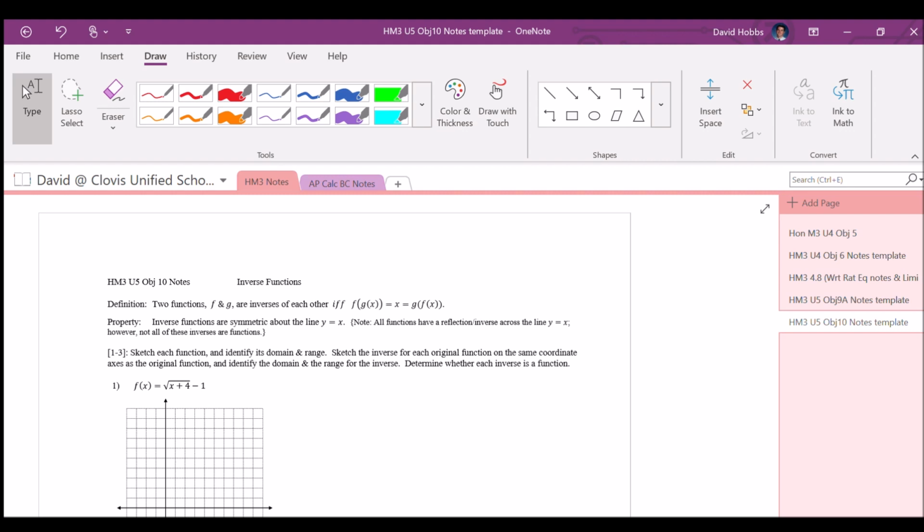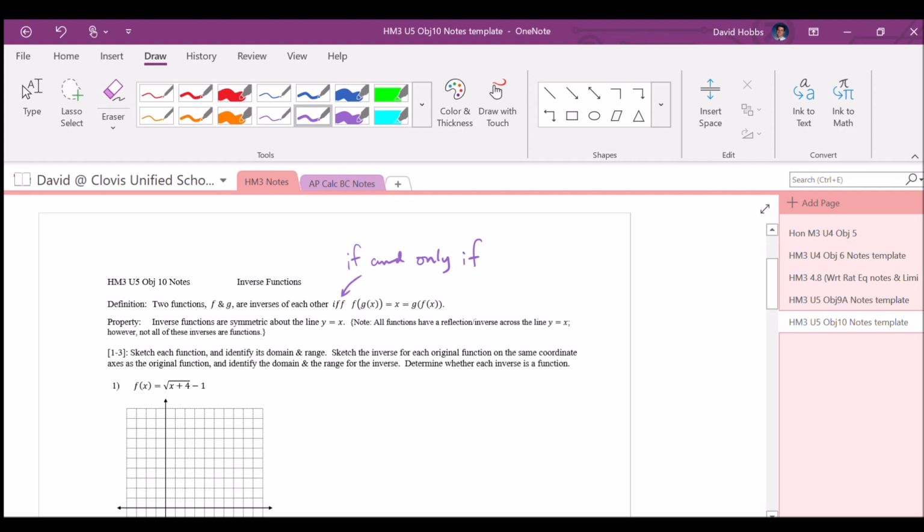Start with the definition. Two functions, just call them f and g for sake of referring to them, are inverses of each other if, by the way, this terminology right here, IFF, in math, that means if and only if. Do not use it in your English class. But in math, it means if and only if. And so it means if you have one, you have the other. So it's true going either direction.